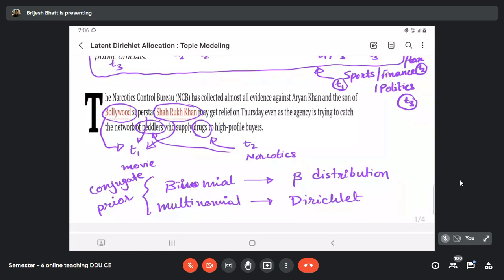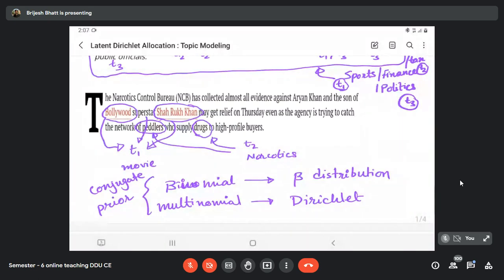Again, multiple topics, right? Bollywood might tell you that this is a movie article. Drugs might tell you that this is a narcotics article, or a crime article by looking at police. And again, same story, we try to model the topic by looking at words, and we learn the distribution of topics given word and distribution of documents given topic. These are the two distributions that we want to learn.